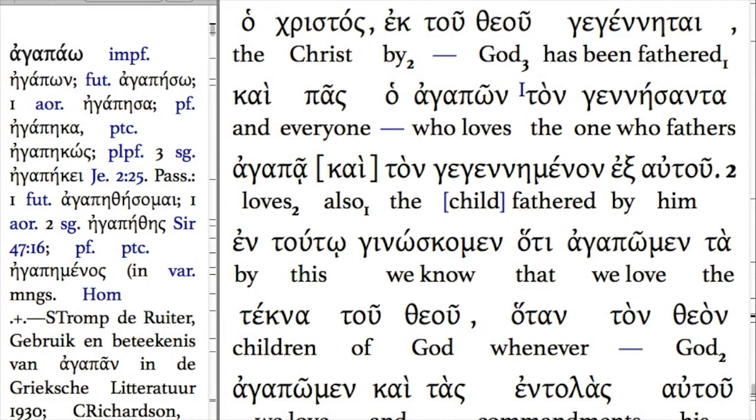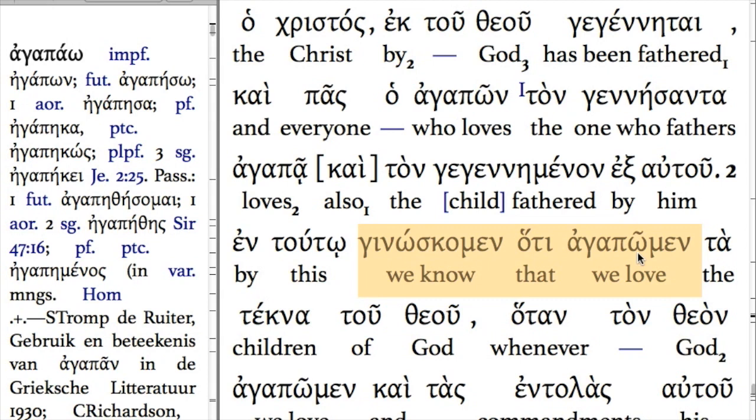Let's look at a couple in context here, and I want you to look at this phrase right here. We know that we love. Okay, ginoskomen, you see that ending? First person plural, right? We know that we love. But we love is not amen here, but omen. Why did we get that big fat omega there? Because it's a contract verb. Agapao, and so the alpha plus the omicron became the omega.